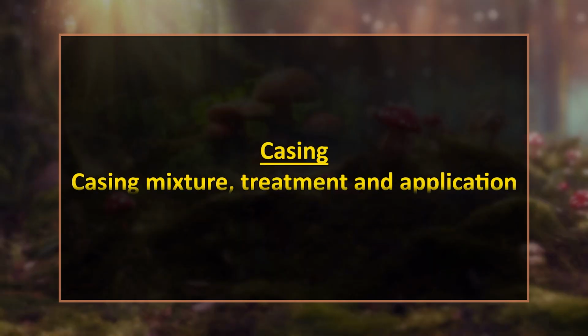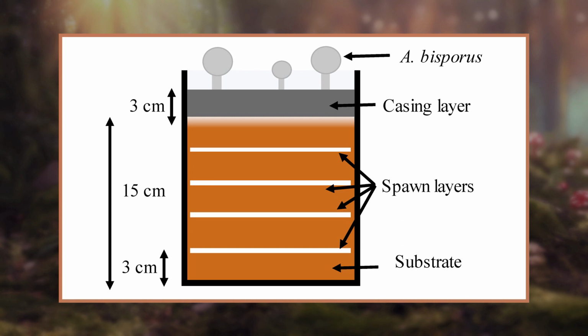Dear students, let's now talk about the casing, in which we will discuss the casing mixture, treatment and its application. The casing is a 3 to 4 centimeter thick layer of soil applied on top of the spawn run compost and is a prerequisite for fructification in Agaricus bisporus.